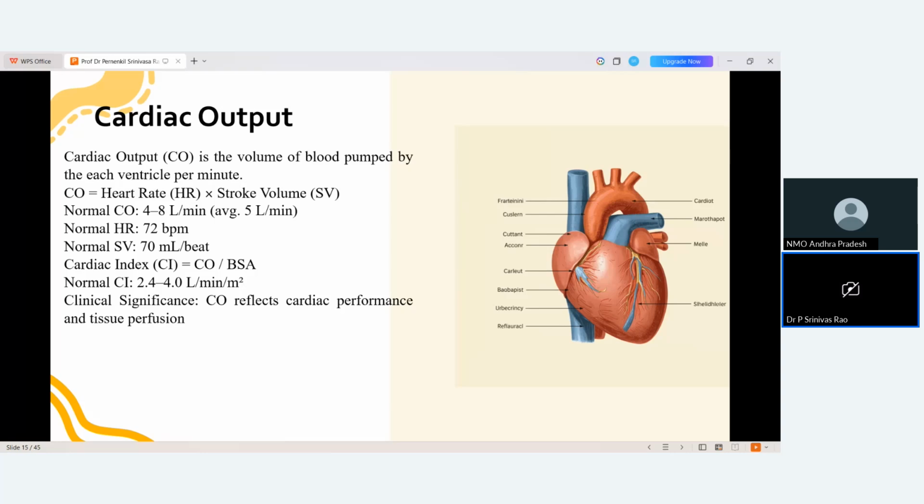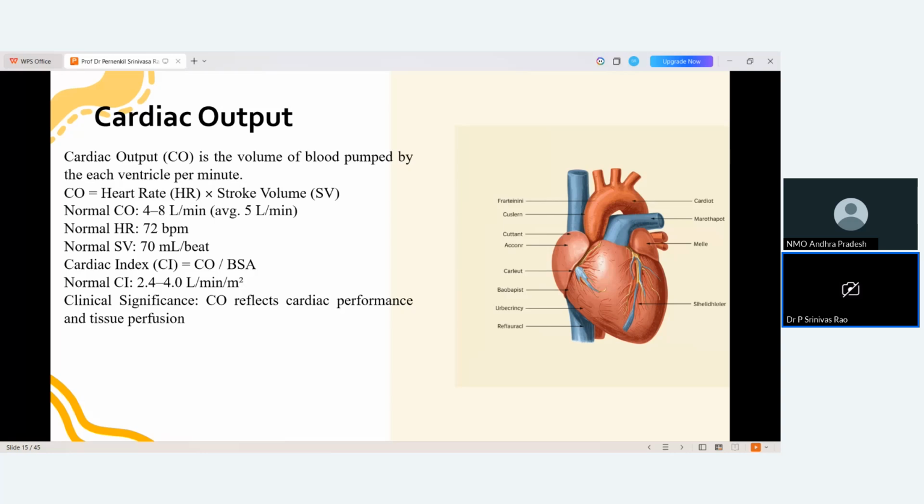Then what is cardiac index? Cardiac index is cardiac output divided by the body surface area. Okay, divided by the body surface area. So normal cardiac index is 2.4 to 4 liters per minute.